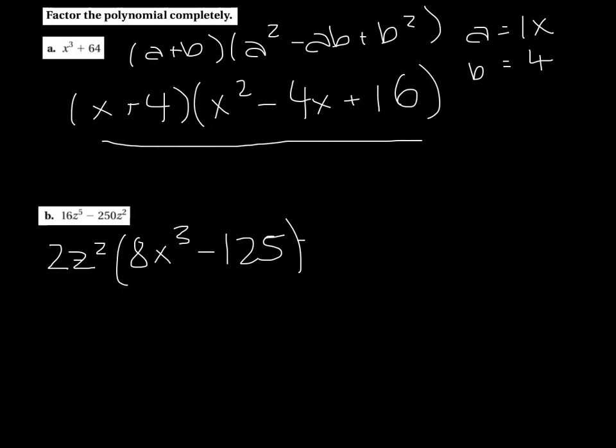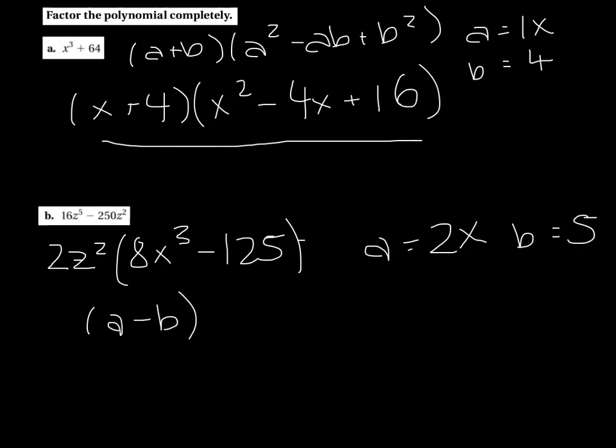So in this case, our values for a and b, a is going to be 2x, because 2x raised to the third power will get us back to our 8x cubed. And our b value is going to be 5, because 5 to the third power will get us back to 125. Those are our values. We apply our difference of two cubes formula now. So this is a minus b.